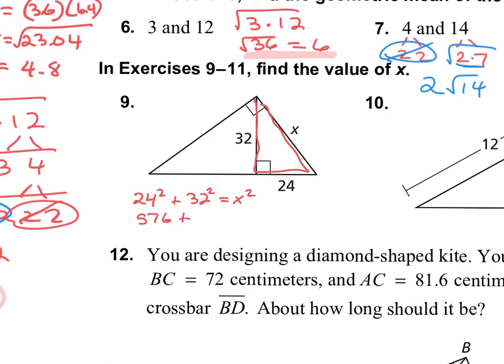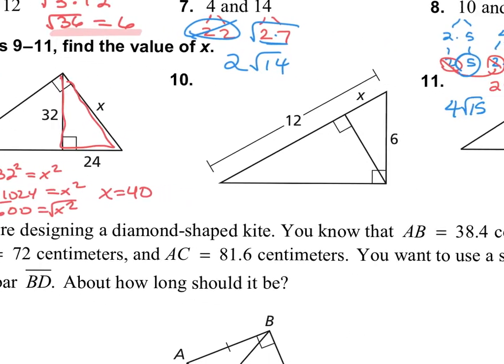576 is 24 squared, and then 32 squared is going to be 32 times 32 is 1024. I'm going to add 1024 plus 576, I get 1600. Square root it, and x equals 40.